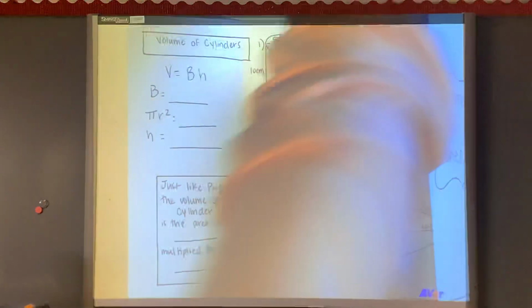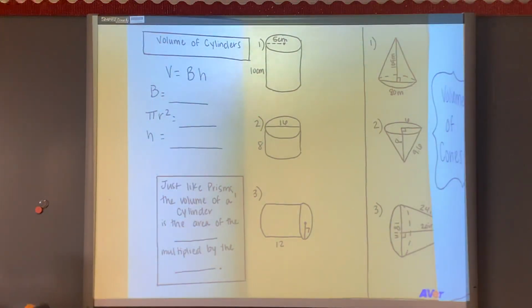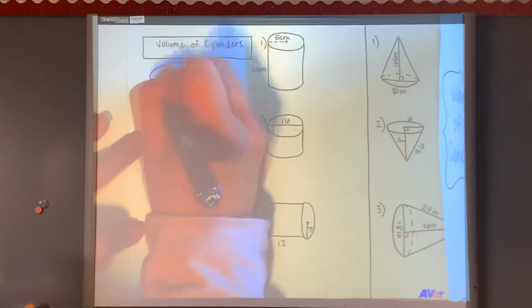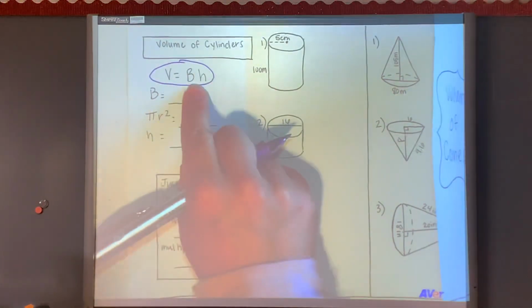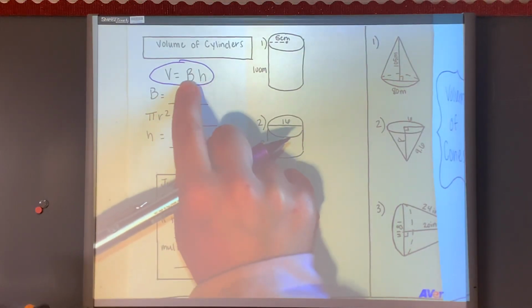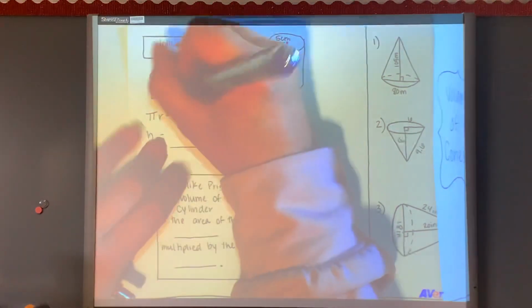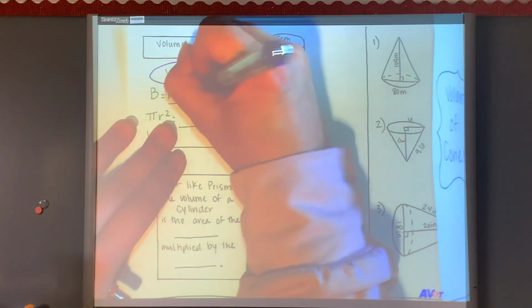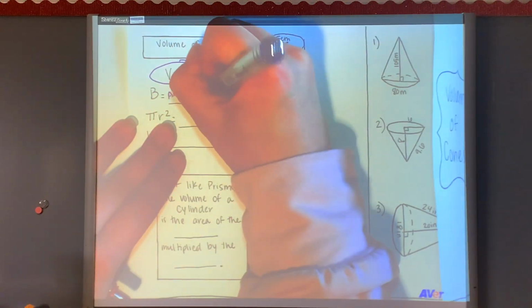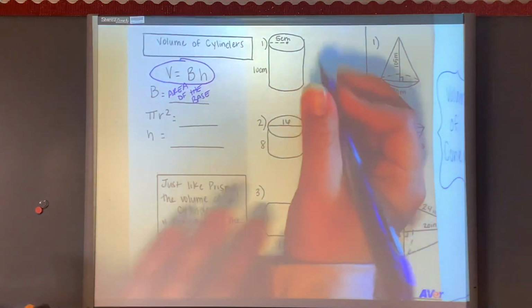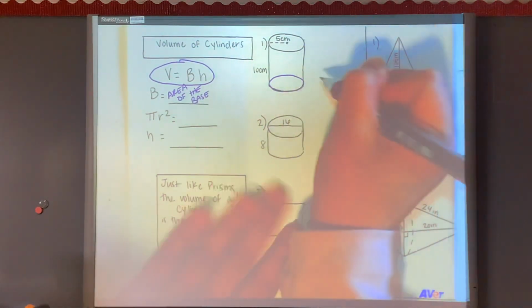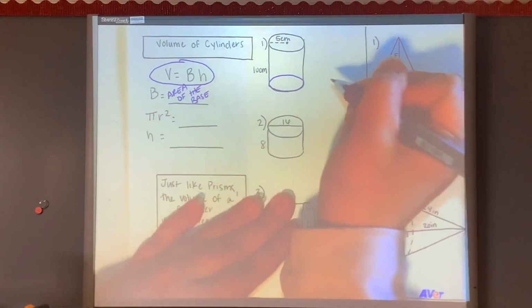So, in order to find the volume of a cylinder, we will find this formula on a star chart that tells us the volume equals capital B times H. Capital B stands for the area of the base. And since we're talking about what the base actually is on a cylinder, it is a circle. The base is a circle.